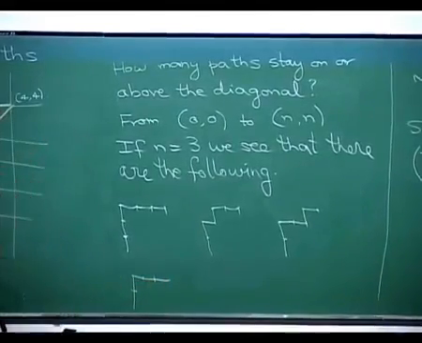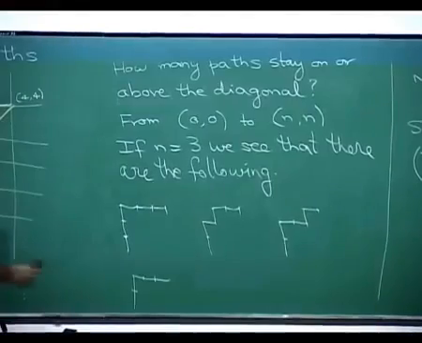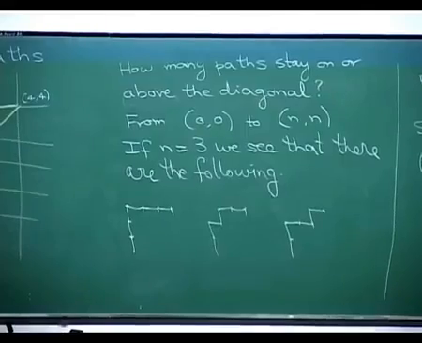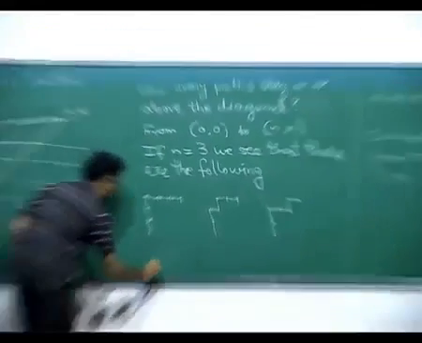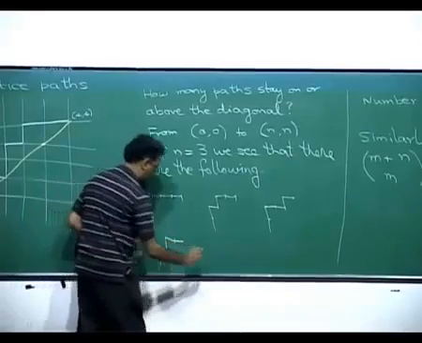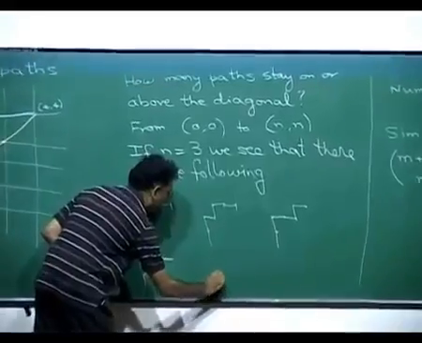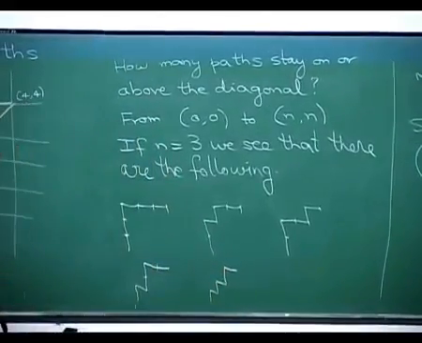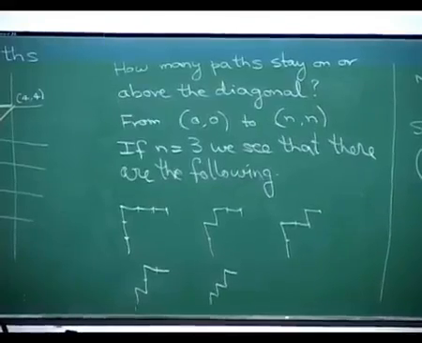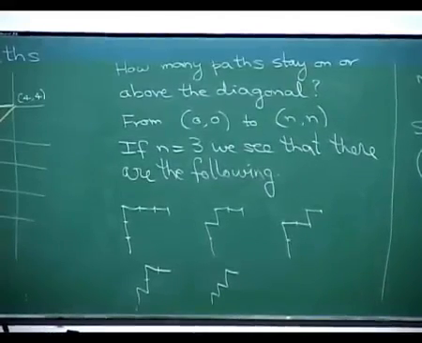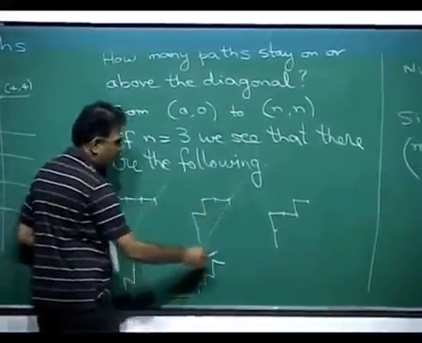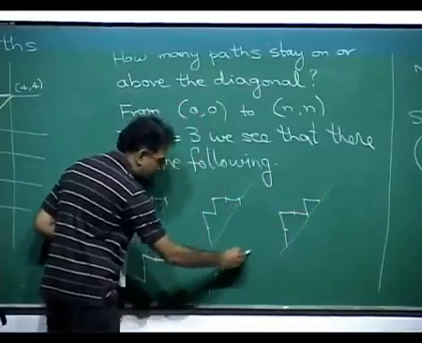Okay, no, that's not allowed. So we want to reach this point, so you could go up, right, up, right, up, right, or up, up, right, right... and that's all. You can try. You will see these are the only 5 ways of going from (0, 0) to (3, 3) along a path which lies completely above the diagonal.